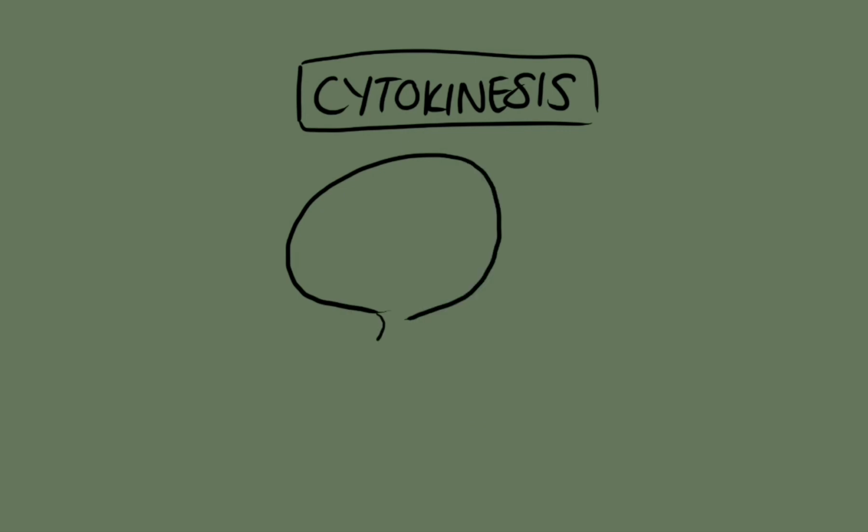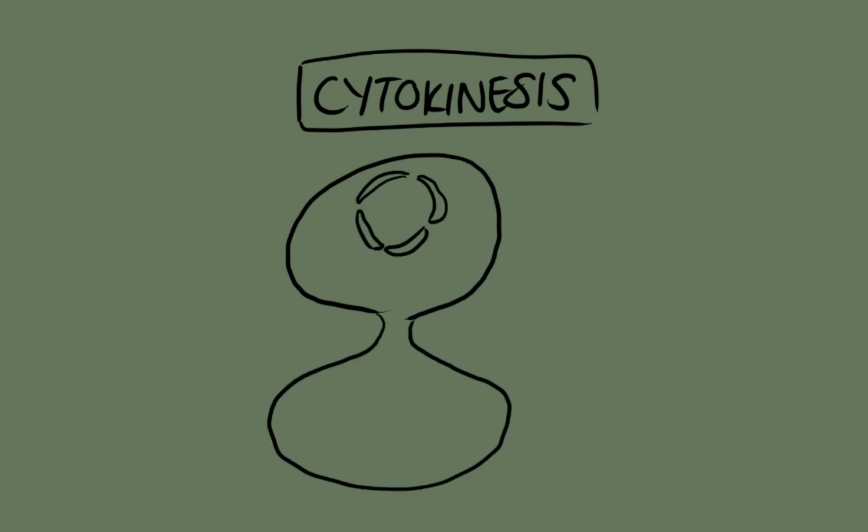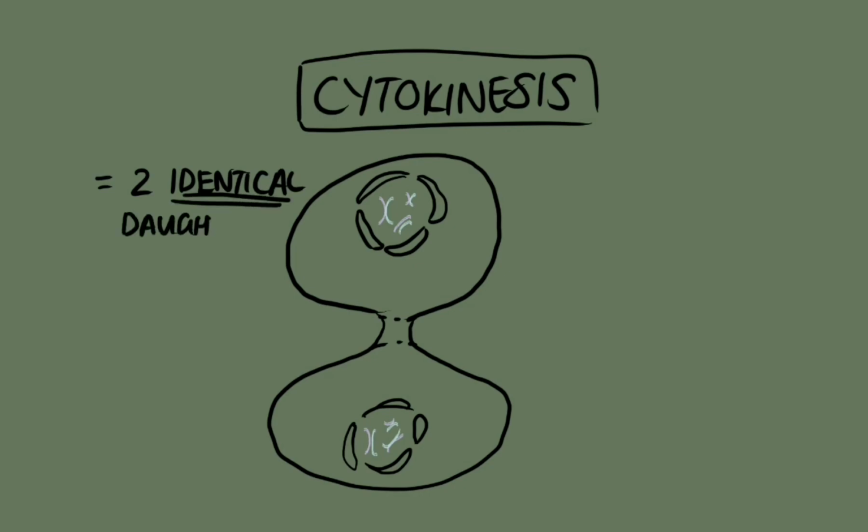The final phase is cytokinesis, so this is where the cell actually physically divides and splits into two identical daughter cells, and these identical daughter cells are also identical to, I guess, the parent cell, you could call it, that we started off with.